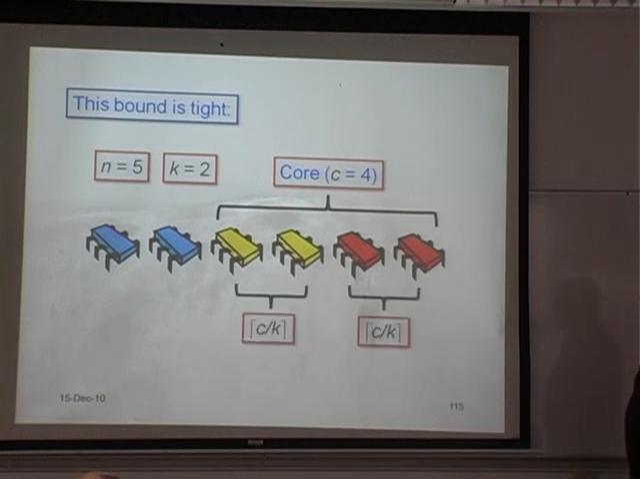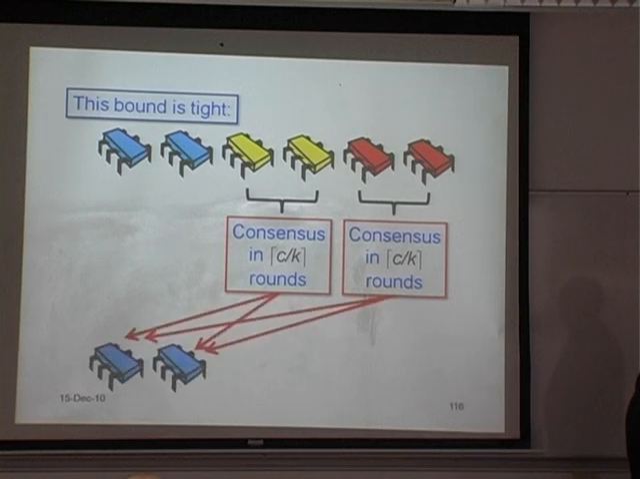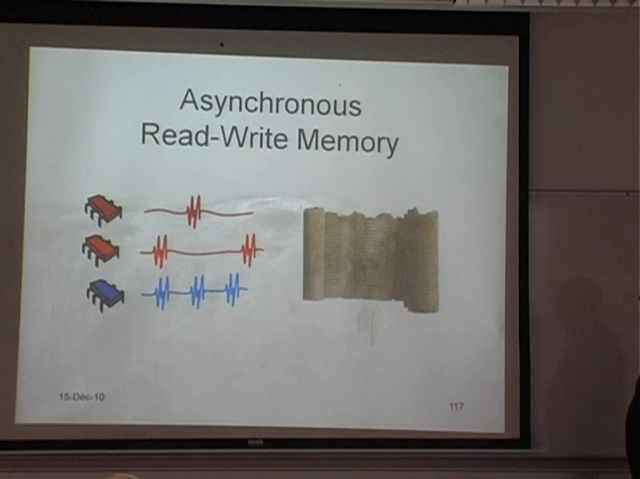And so we divide them up into teams of C divided by K. So we have K different teams. Each one of them can do consensus in ceiling of C over K rounds individually, just talking to themselves. And then when they're done, they tell the others. And so that's a tight bound.